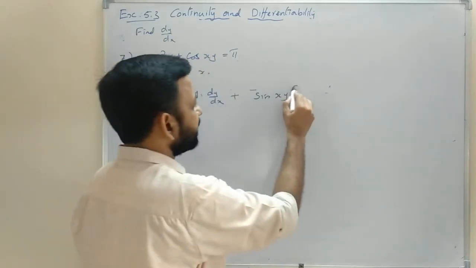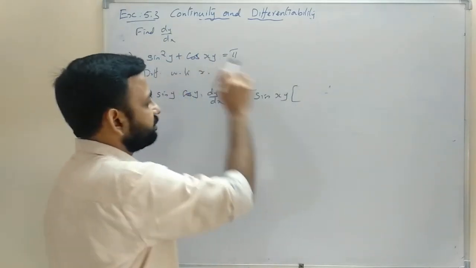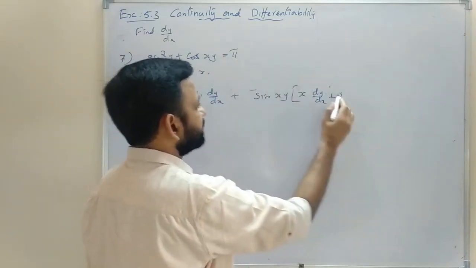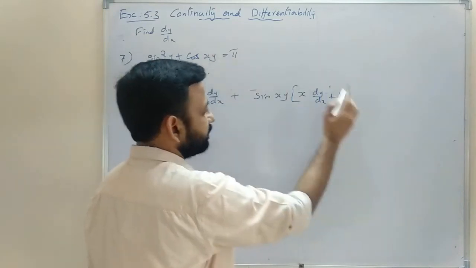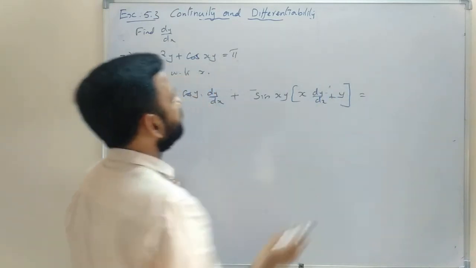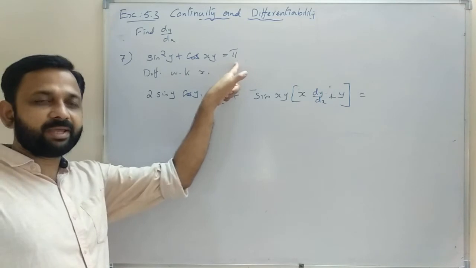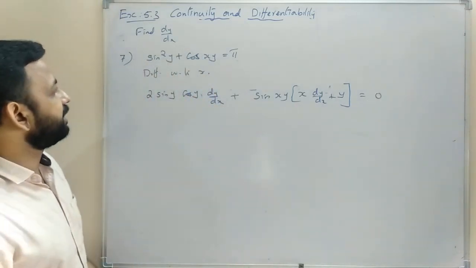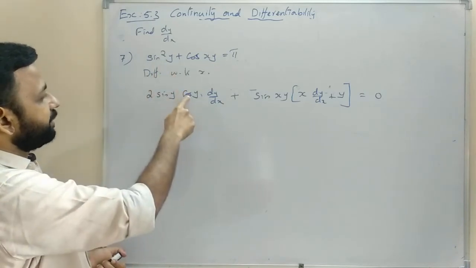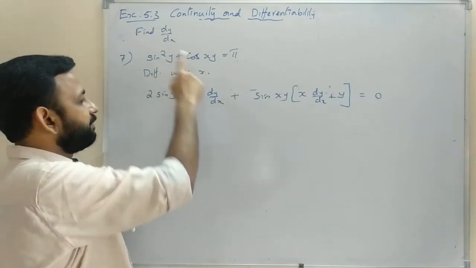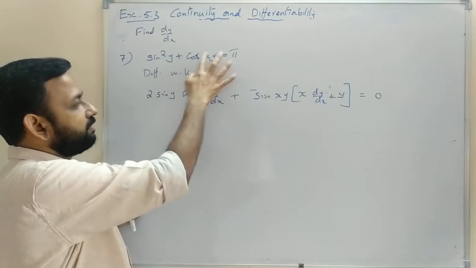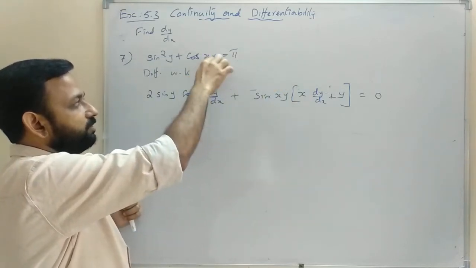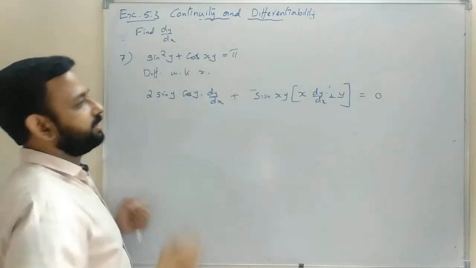So in bracket we can write first function into derivative of second, x into dy by dx, plus second function y into derivative of x with respect to x, that is 1, equal to derivative of pi. Pi is a constant, so its value is 0. So once again, 2 sin y, derivative of sin y, cos y, into derivative of y, dy by dx, plus derivative of cos, minus sin xy, into derivative of xy, that is x into dy by dx plus y into 1, equal to 0.